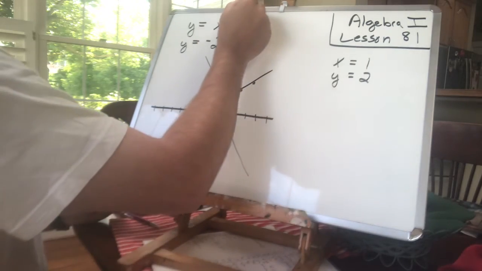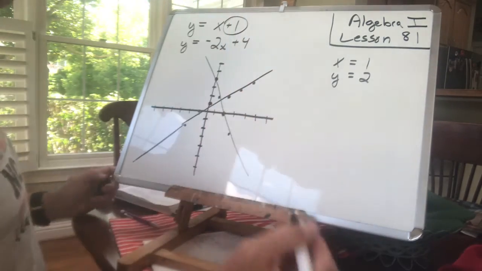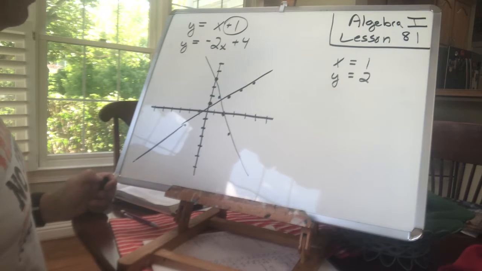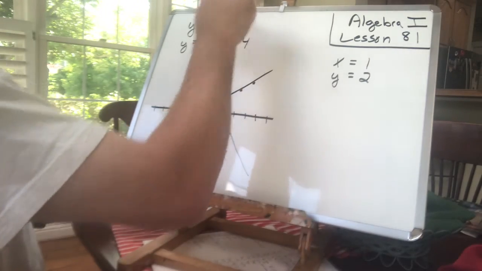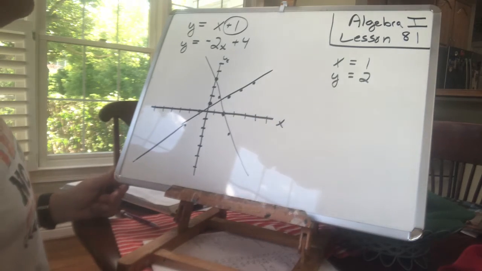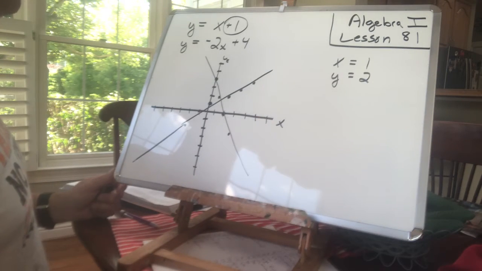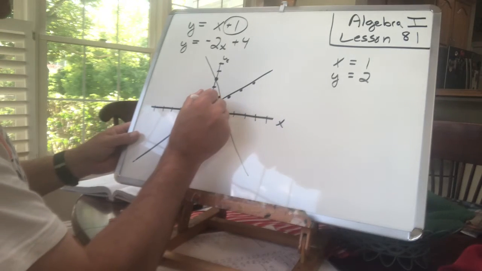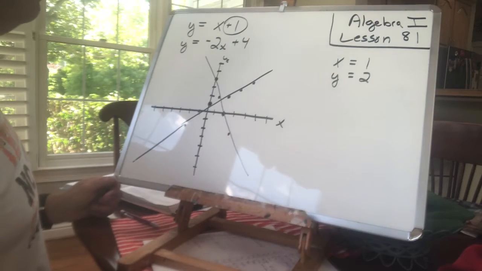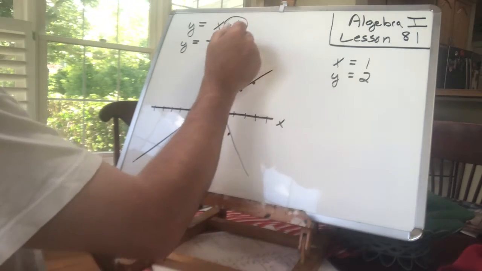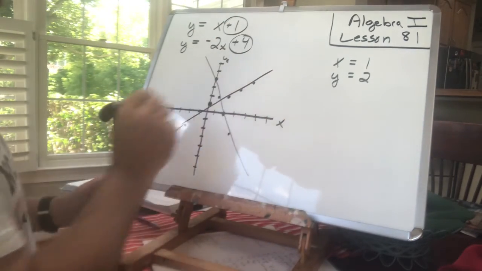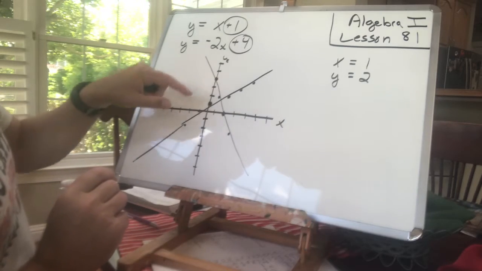The y-intercept right here is positive 1, okay? If you remember, this is where it intersects the y-axis. This is the y-axis right here. This is the x-axis right here. So this line will intersect the y-axis at positive 1, which is right there. This one intersects the y-axis at positive 4, so it's right there. One's right there, one's right there.